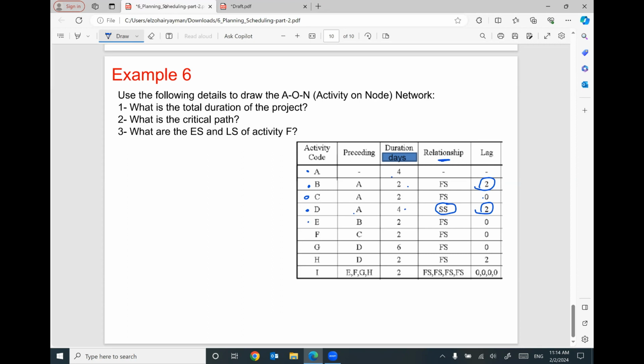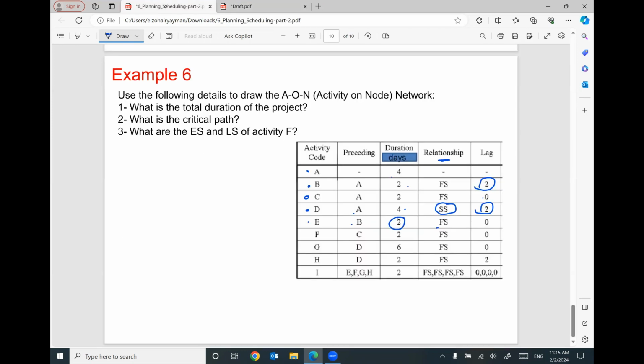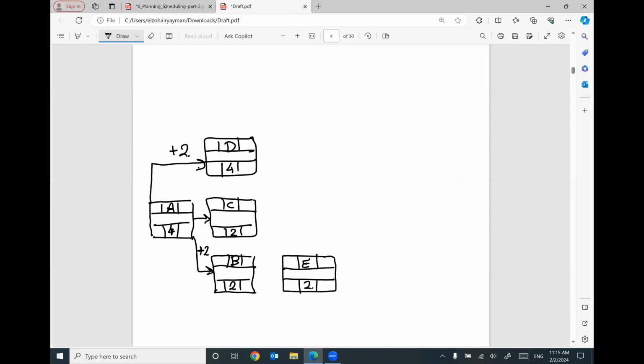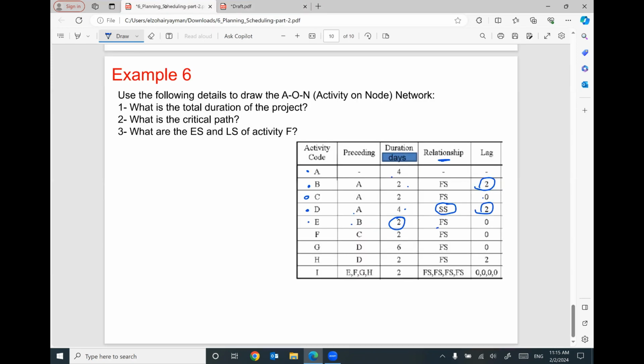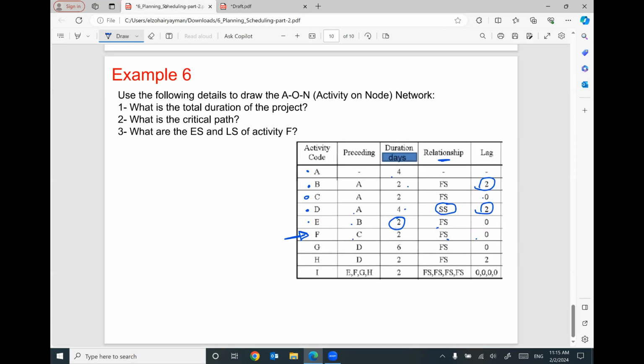E has a predecessor B, finish to start without a lag. So E can be drawn here with a duration equal 2, and the relationship is finish to start. For activity F, it has a predecessor C, finish to start without a lag. Activity F can be drawn here with a duration 2, finish to start with C, without a lag.